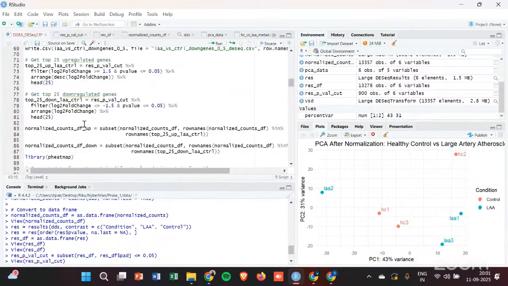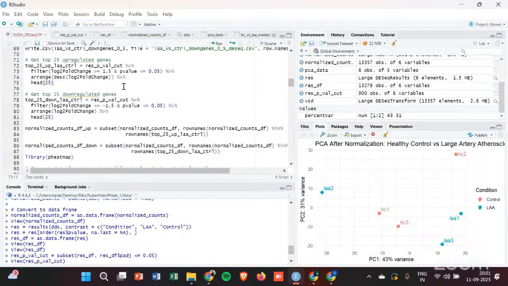Now we want to inspect the top 25 upregulated and the top 25 downregulated genes. Why would I want to do that? This is just to see which genes are giving the highest fold change, given my statistical cutoff, so that I can say these are the genes which are the most different between the two samples. So maybe these are the driving forces of the actual biological differences.